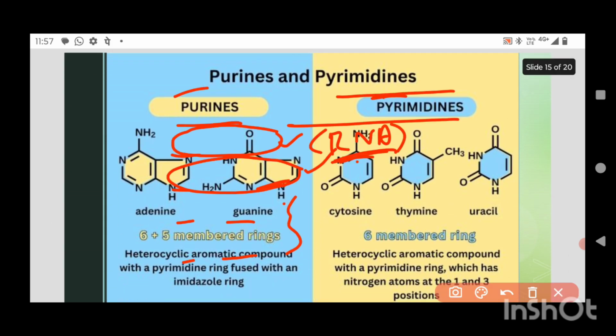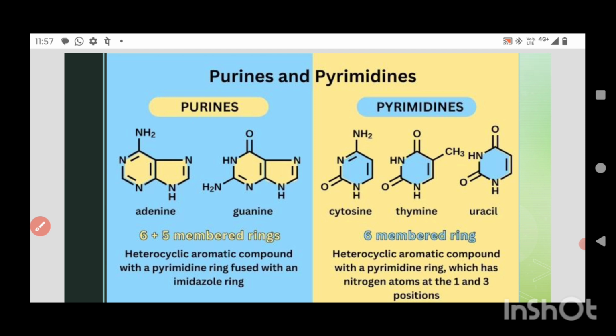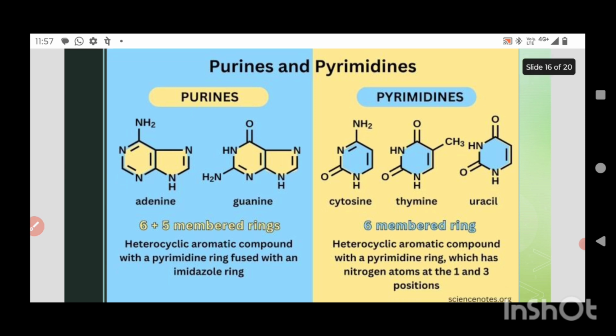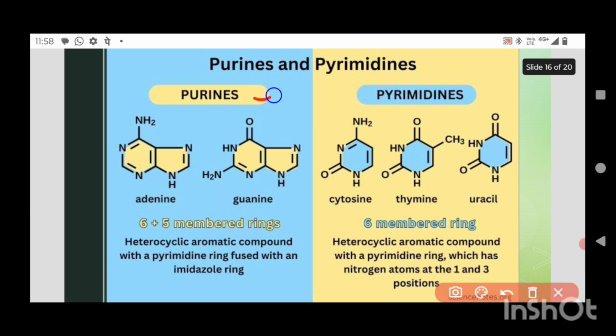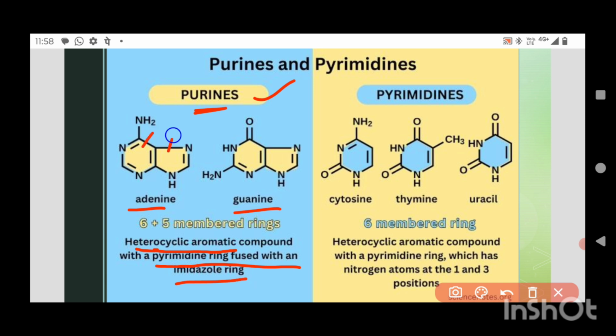In this picture we clearly see the purine bases, adenine and guanine. Here it is said that they are heterocyclic aromatic compounds, heterocyclic because they are formed of nitrogen and carbon atoms. The purine bases are formed of one pyrimidine ring fused with one imidazole ring. It is a pyrimidine ring and one imidazole ring. Here also in case of guanine, it is one pyrimidine ring and one imidazole ring.